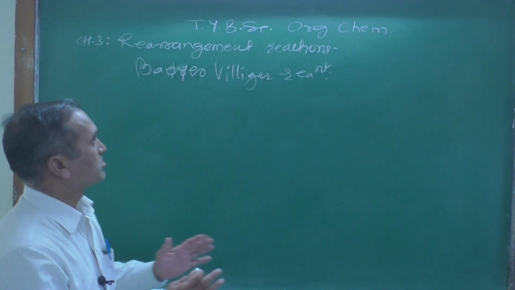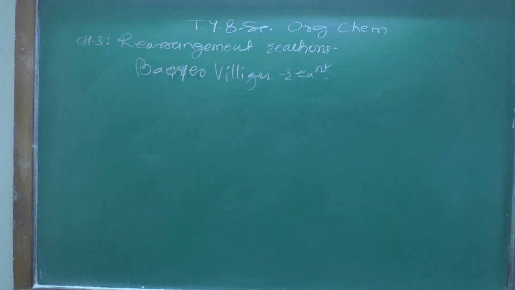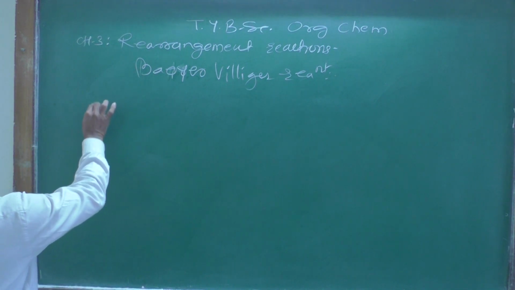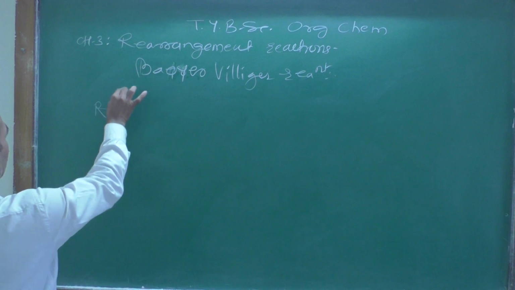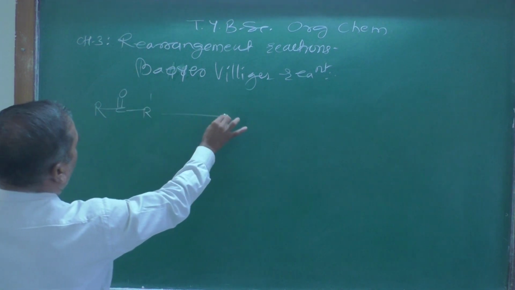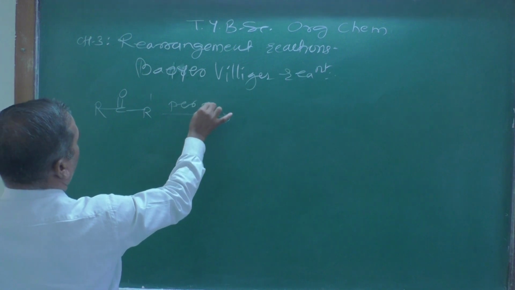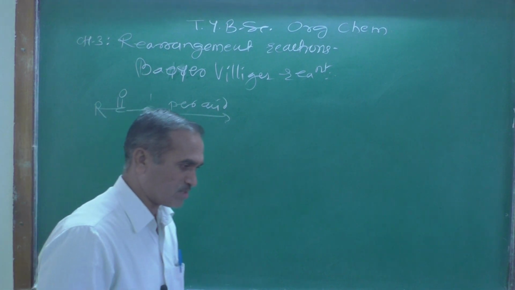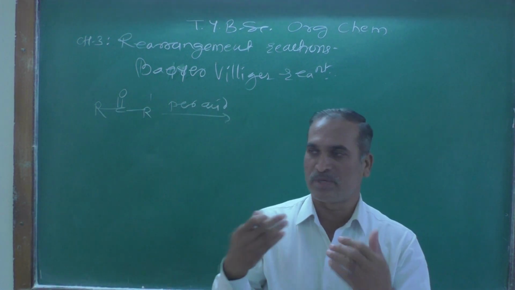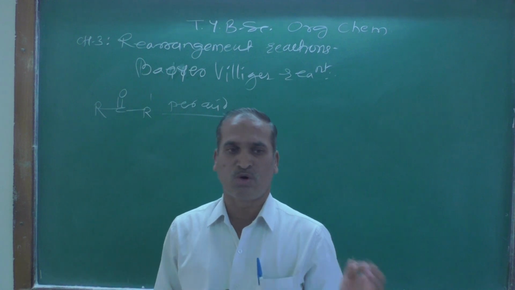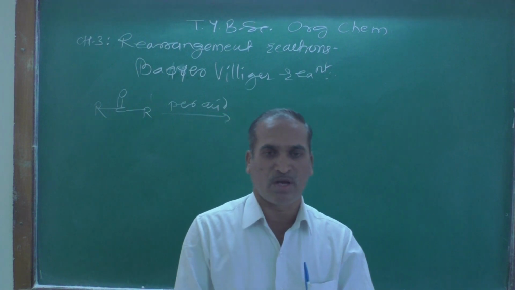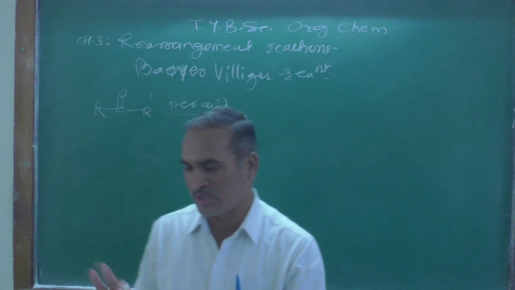Let us start with the Baeyer-Villiger oxidation reaction, the general reaction. Yesterday we have seen, suppose you have a starting compound like this, R C double bond O R dash, that will be treated with a peracid, and generally the peracid used is performic acid or peracetic acid or perbenzoic acid or meta-chloroperbenzoic acid. These are the common reagents used for Baeyer-Villiger oxidation reaction, right?